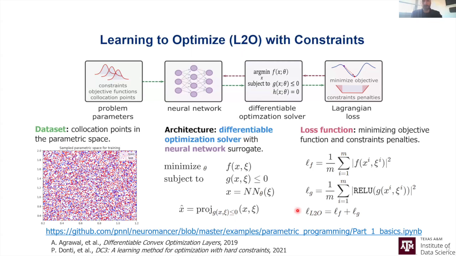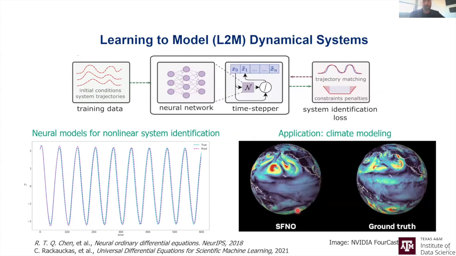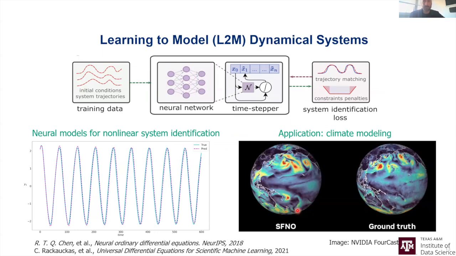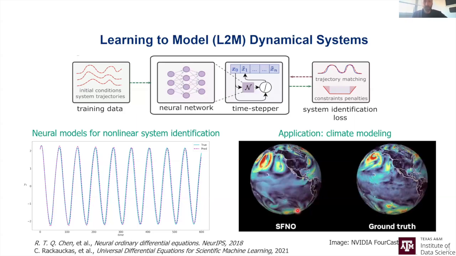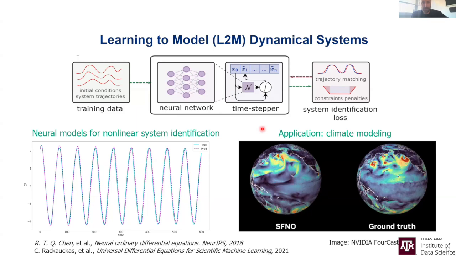So you can think of learning to optimize as a PINN-like approach for constrained optimization problems that is really focusing on how we satisfy the feasibility, because that's very important in many of these safety critical applications. Another category of scientific machine learning methods that has increasing popularity is learning to model for dynamical systems, especially using so-called neural operators.